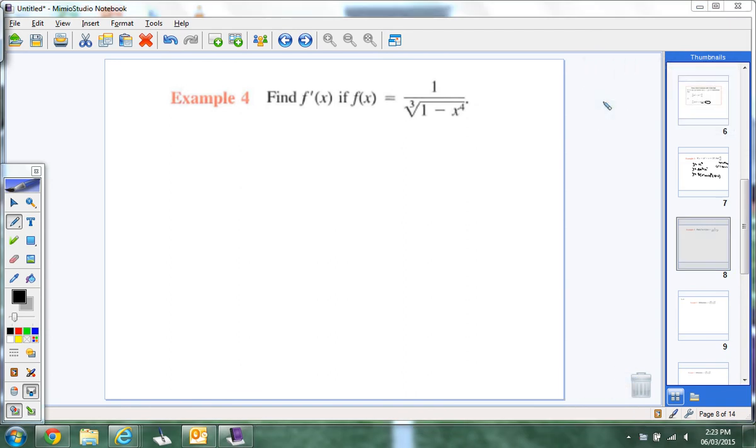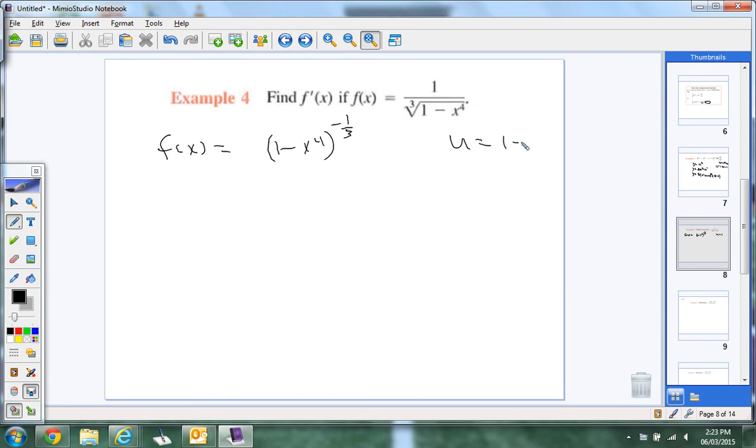Okay, all right, so with this one, the first thing we want to do to try to make our lives a little bit easier is write f of x as 1 minus x to the 4th, to the negative 1/3. Now my u is 1 minus x to the 4th. My u prime is negative 4x cubed. All of you seem to have a pretty good grasp on that. So that's good. Now it's just kind of fraction work.